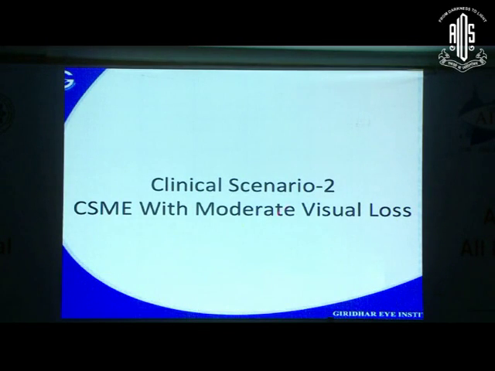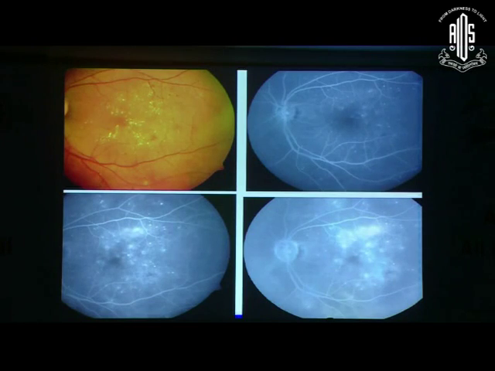Now, clinical scenario 2 is a patient with a center-involving diabetic macular edema with moderate visual loss. This again is a case of a lady, a doctor actually, with a visual acuity of about 6/18, 6/12. In the workup of these patients, initially we need to do both the fluorescein angiography and the OCT. And the fluorescein angiography tells us what type of edema it is.